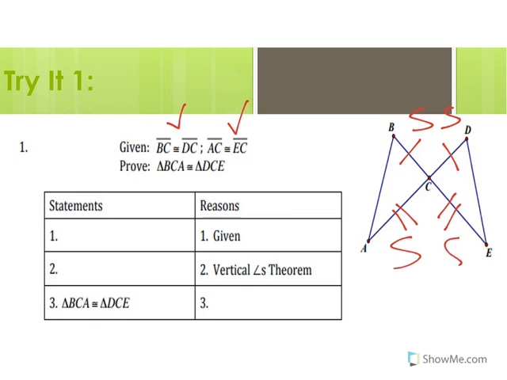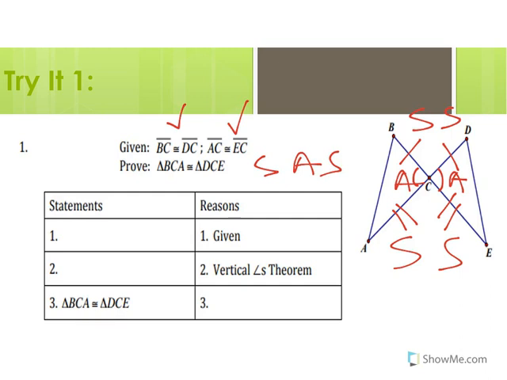So we have a side. Then we learned before that these two angles are congruent by vertical angles. So then we have angle, and another side. So then we can prove it by side, angle, side. Okay, so let's go through our two-column proof.